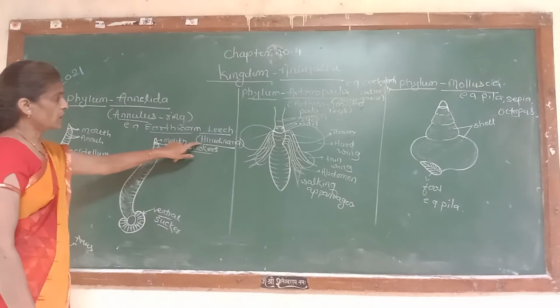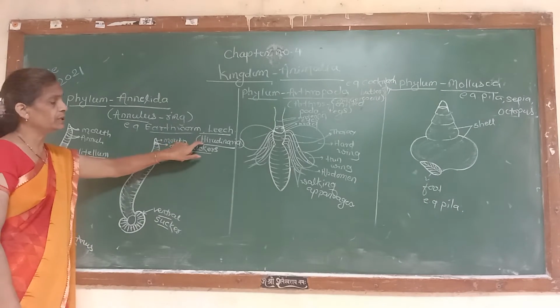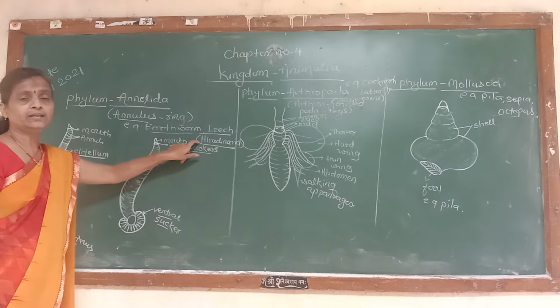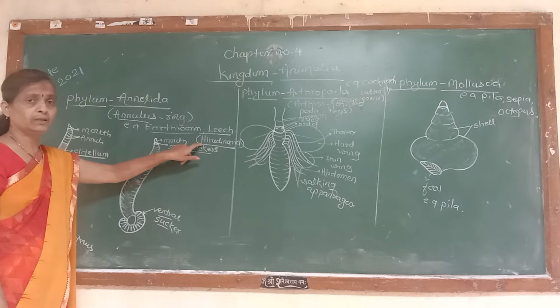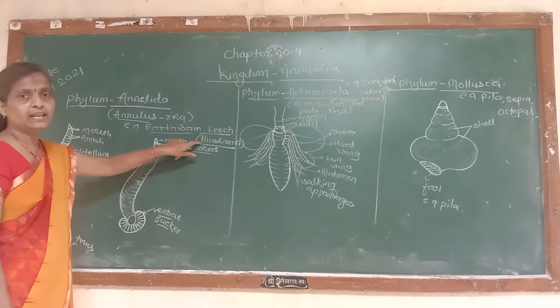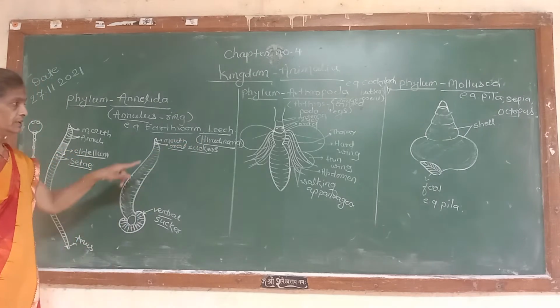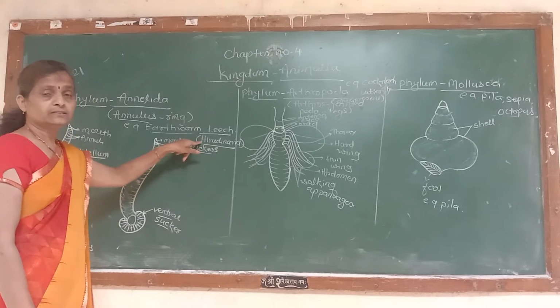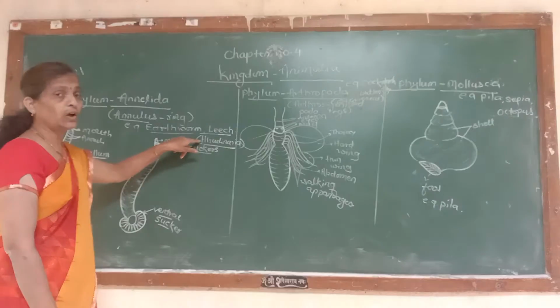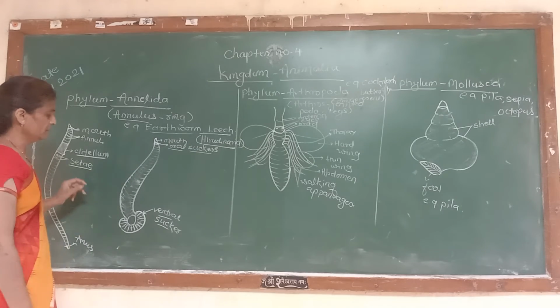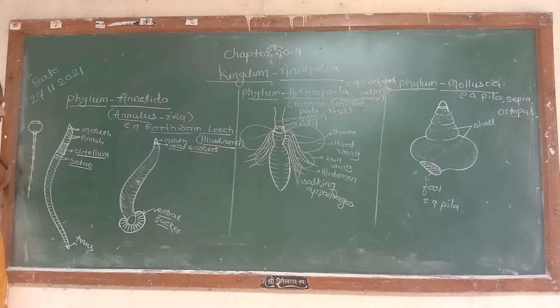The importance of that is the hirudin, one kind of important anticoagulant present in the blood, in the salivary gland of that, and it does not coagulate the blood of the host. So this is the leech, and these are some characteristic features of Annelida.